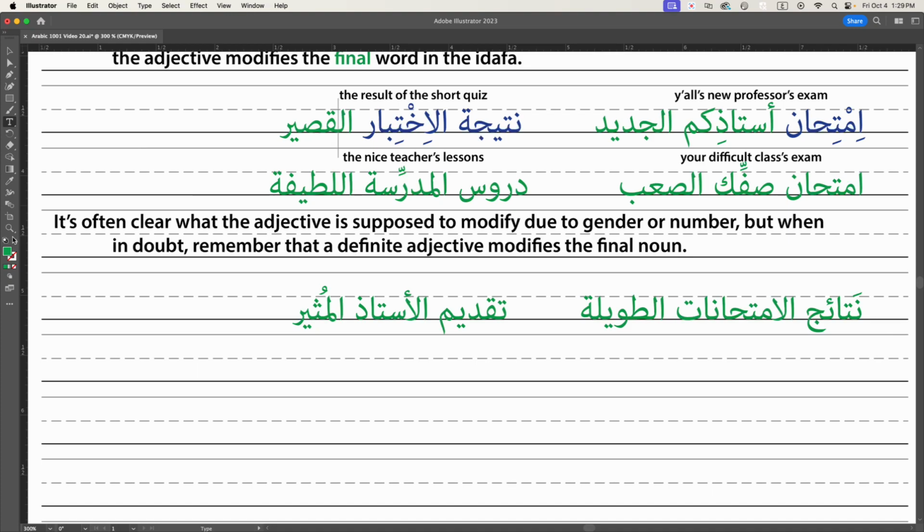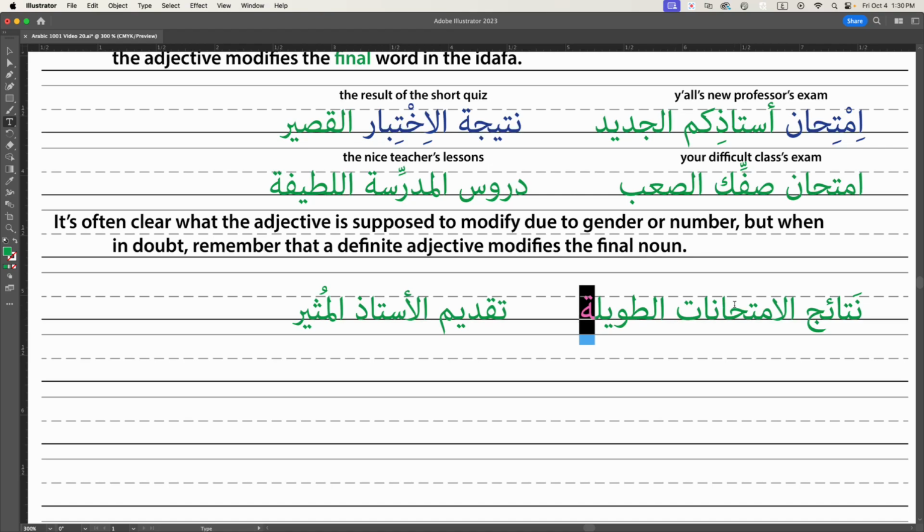So here we have nata'ij. Nata'ij is the plural of natija. You could say natijat, everyone would get it, but it's nata'ij. Al-imtihanat, so exam or test became exams or tests here. And now we have tawila, long or tall, if you're referring to a building or people. All three words are feminine, both of the first two because they're non-human plural, and tawila because of ta marbuta.